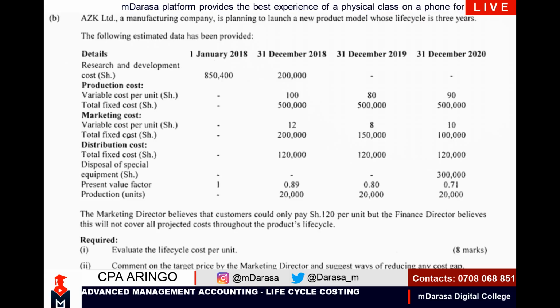So, having that case, what will you be required to do? I'm waiting for you to take a screenshot of that question, and we start working it out together. Given such questions, life cycle costing is always very simple so long as we open our mind wide unto that.